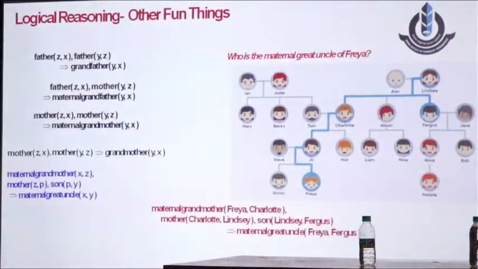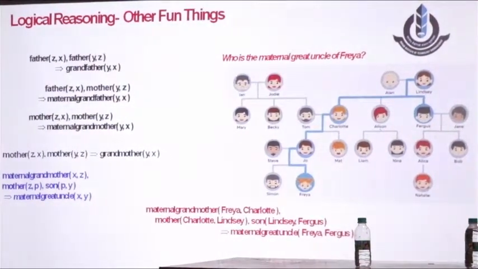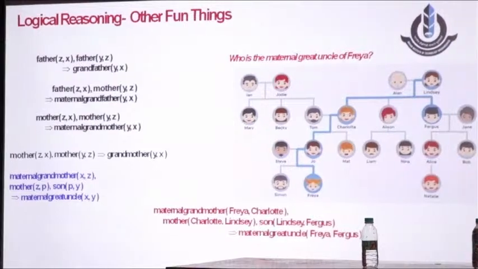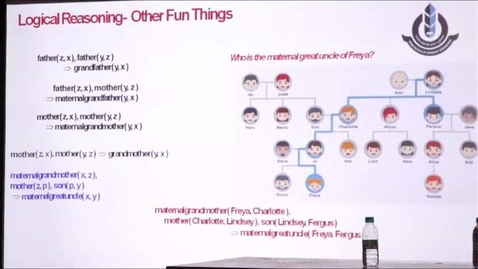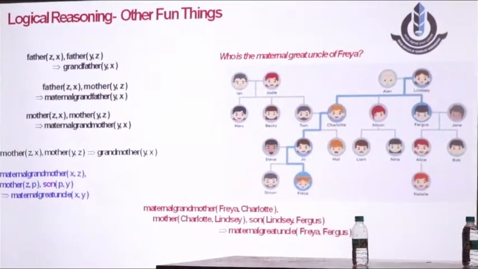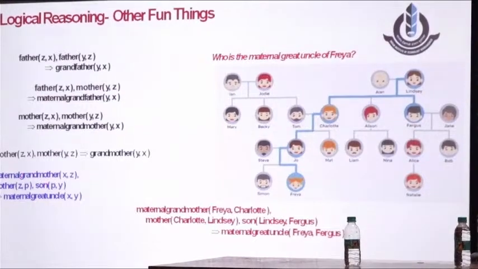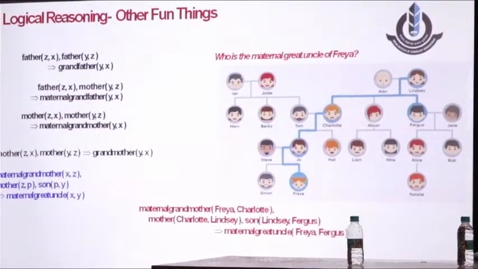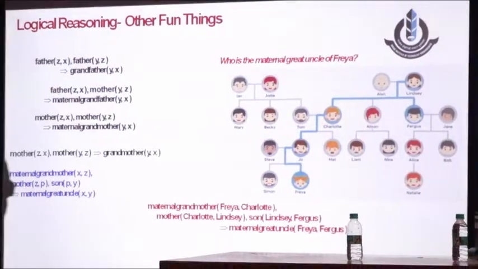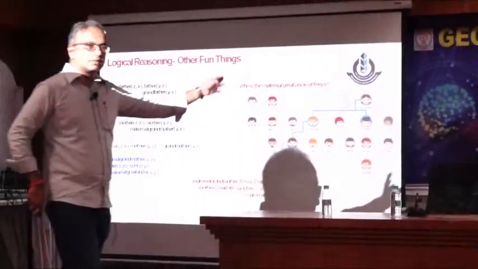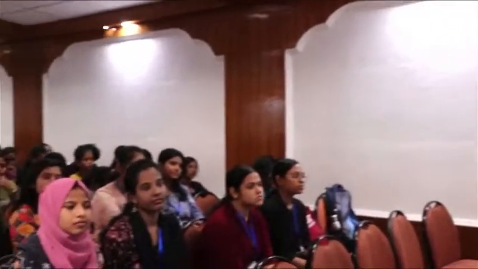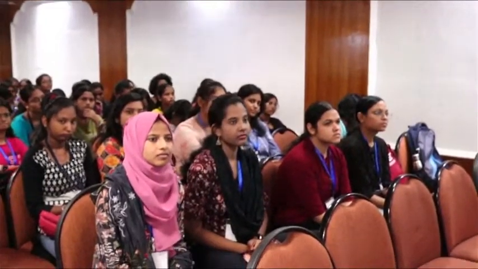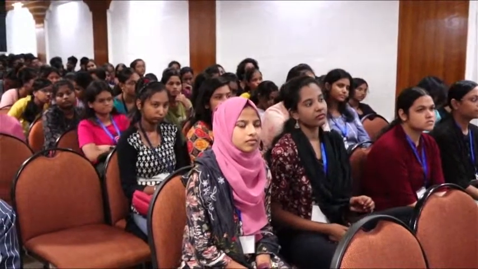So I have this information, so what can I deduce from this? I can deduce that the maternal great uncle of Freya is Fergus. This is based on the rule that is highlighted here. The maternal great uncle of Freya is Fergus. So this relation between Freya and Fergus is deduced using logical reasoning. I have these connections and that can be deduced by applying these rules.